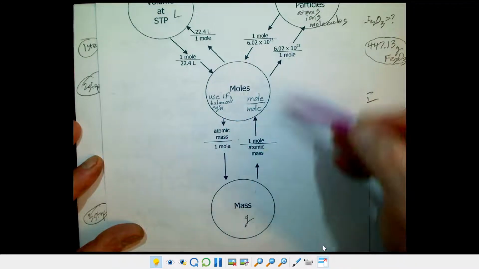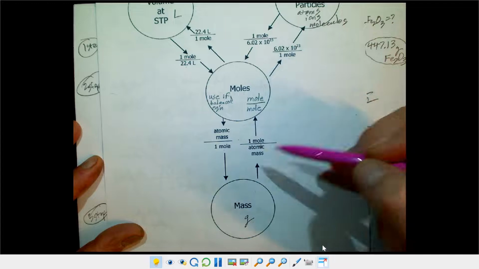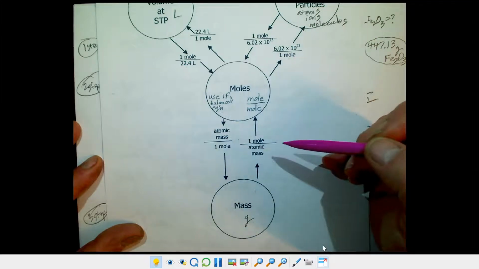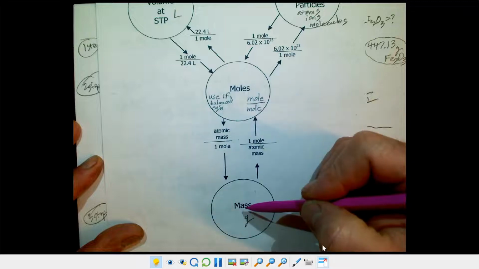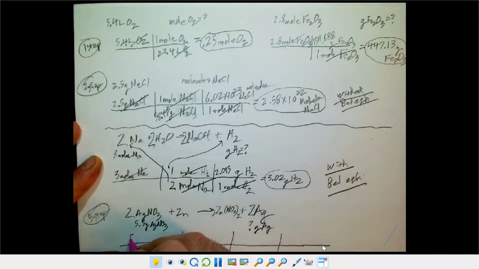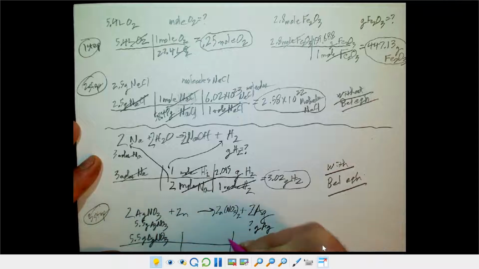All right. You could go up here, like maybe they want you to figure out molecules. So it'd be like, this is your first step. That's your second. That's your third. But they don't want you doing that. They want you to go back to grams of a new thing. So you're doing this first, that second, that third. So 1 mole over atomic mass, grams of AgNO3, 1 mole over the atomic mass of AgNO3.